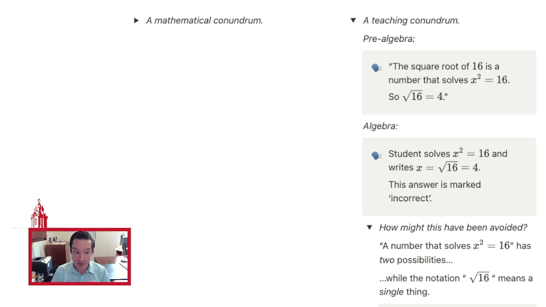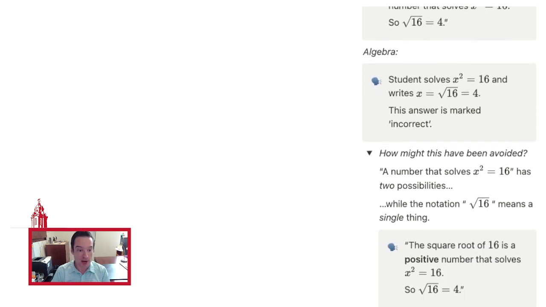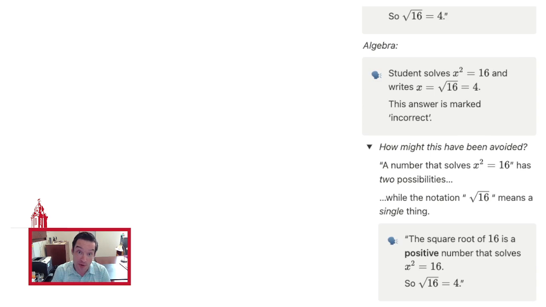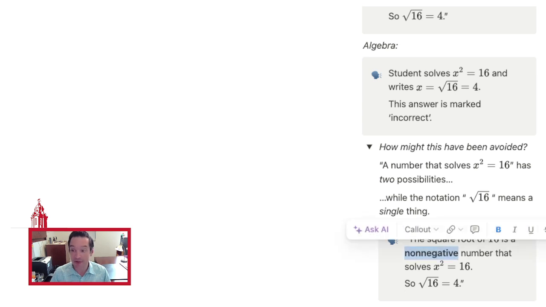So probably the best resolution would be to change the language with which we introduce the square root in the first place by adding a clarifying word, the word positive. I suppose we should have said non-negative. Maybe I'll change that right now on the fly. The square root of 16 is a non-negative number, which solves the equation x squared equals 16. So the square root of 16 is going to be positive 4 because we've added this clause in there, non-negative.